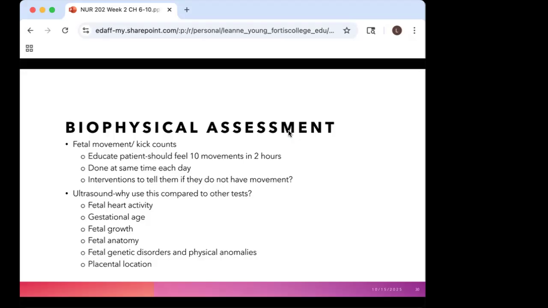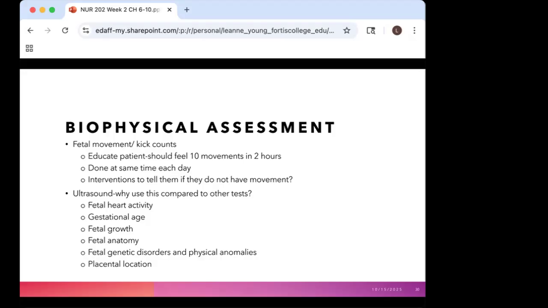So our go-to testing for visualization of an infant is an ultrasound. Why do we use this compared to other tests? Why is the ultrasound usually the golden test in pregnancy? You're able to assess fetal heart activity, and it's more absolute.